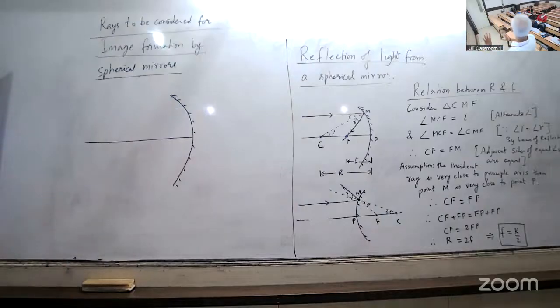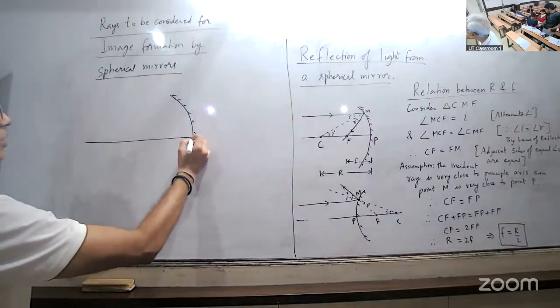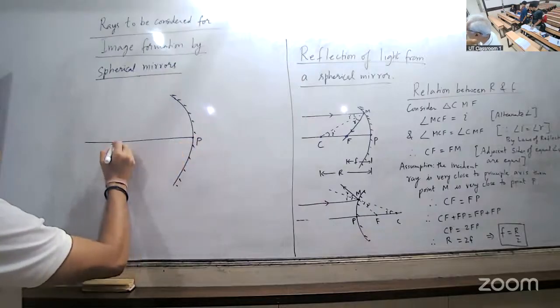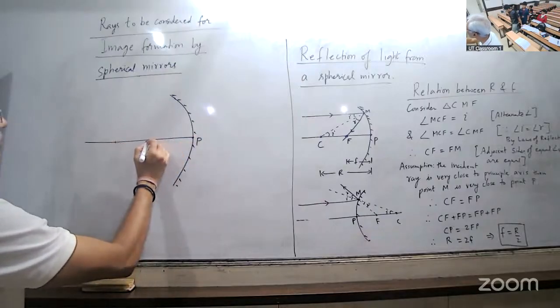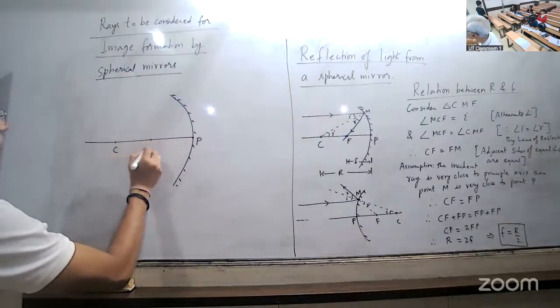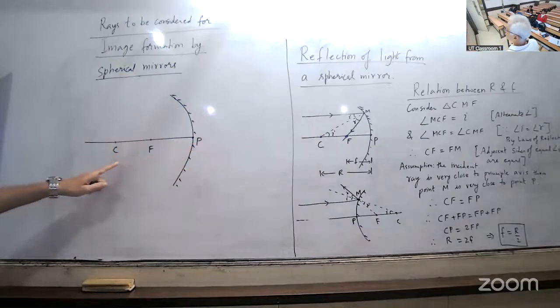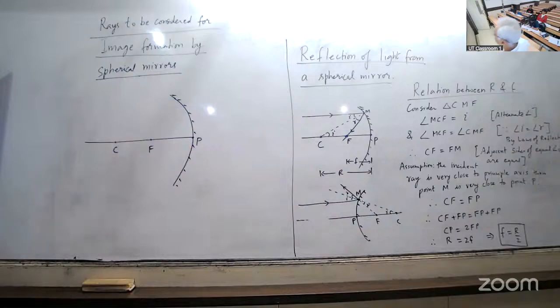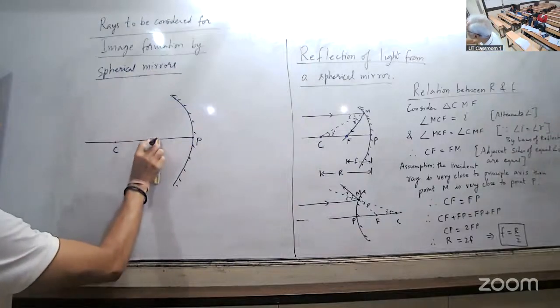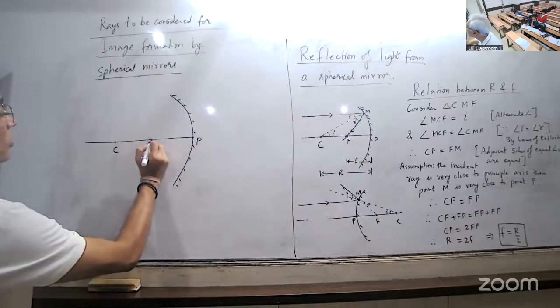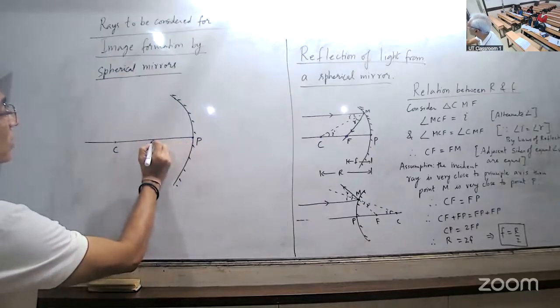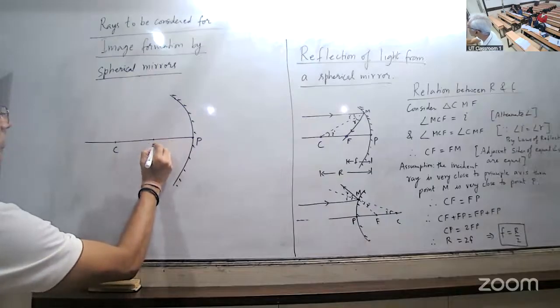Now this is the rule which has to be obeyed in drawing all the ray diagrams. The first thing before drawing the ray diagram is you will do this. You will have the mirror, then the principal axis with points C and F marked on it. This is the first step. Make sure that F lies exactly in the middle of the pole and C.